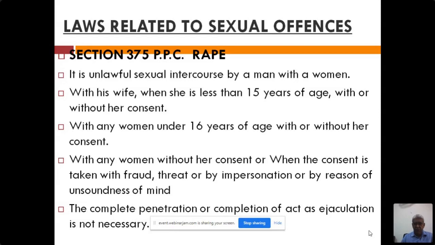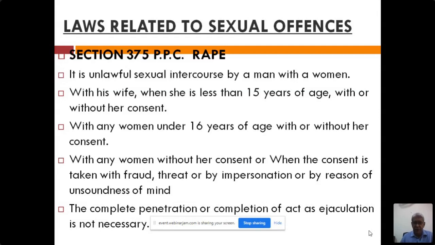Here you should emphasize that rape would be constituted, and there would be three conditions, and these conditions are concerned with the age. In the first condition, even if the female is his wife, but her age is less than 15 years. In the second condition, the woman is not his wife, but her age is less than 16 years. And in the third condition, the age of the woman is above 16 years, but consent has not been obtained.